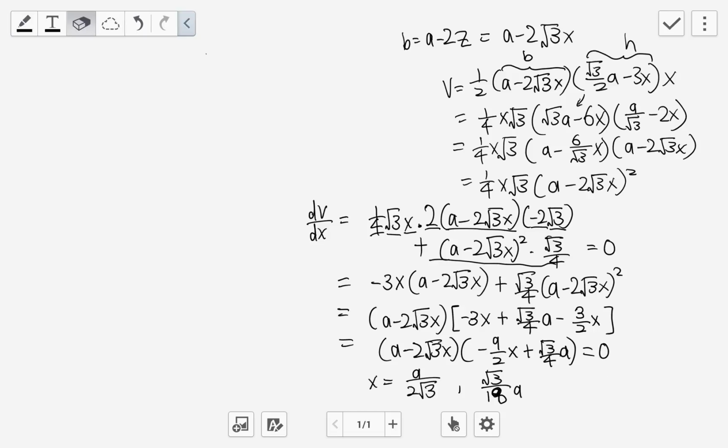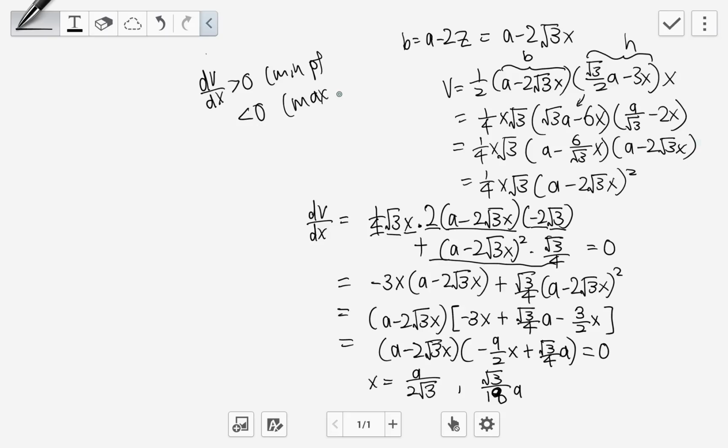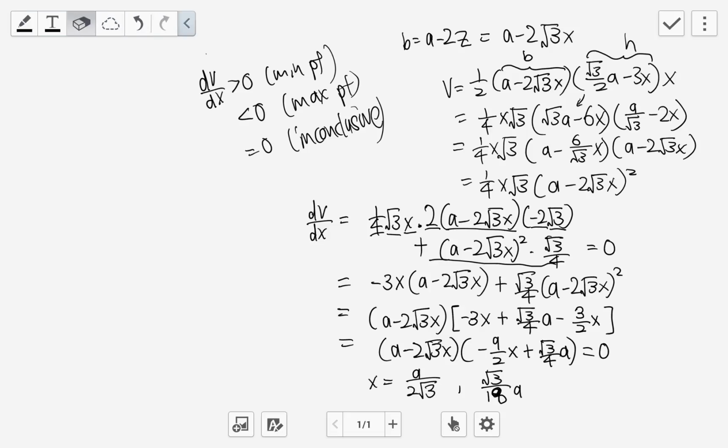So now I get 2 solutions. How do I know which x will give me the maximum or the minimum point? One way is to do the second derivative test. The second derivative test means d²V/dx² greater than 0 will give me a minimum point. That means I must find the second derivative and substitute this point to see whether it is greater than 0, smaller than 0, or equals to 0. If it equals 0, then I cannot conclude whether it's a maximum or minimum point. Then I need to use the first derivative test, but I'm not going to go through it here.